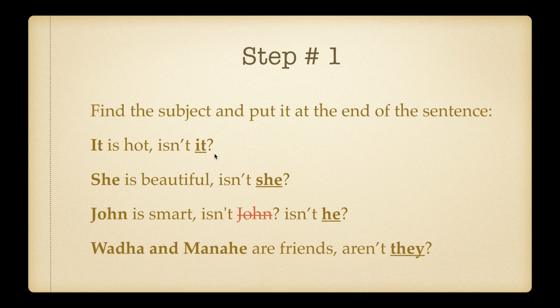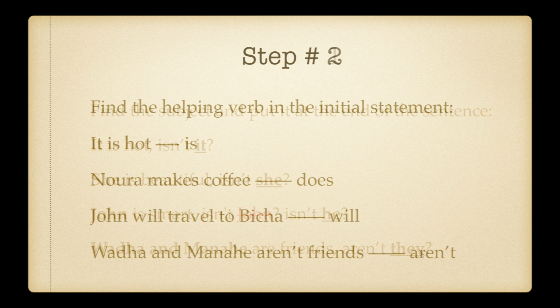John is smart. We can't put John here, so we put he. And this one, Wadha and Manahi. We can't put Wadha and Manahi here for the tag question. We must put they. Next one, step number 2.